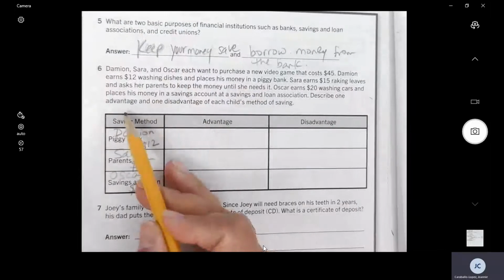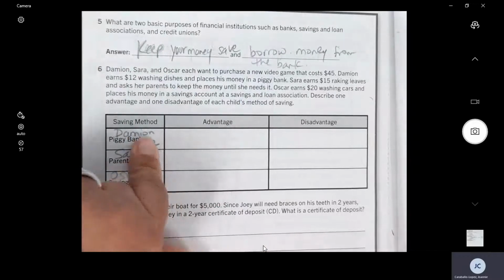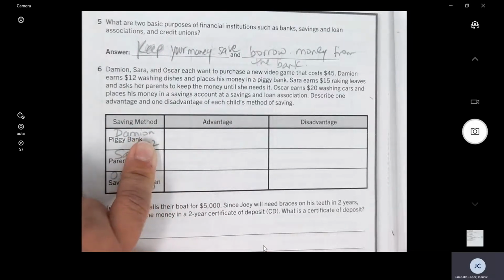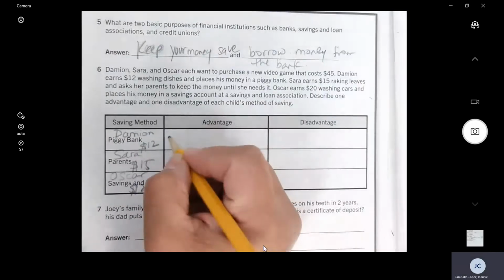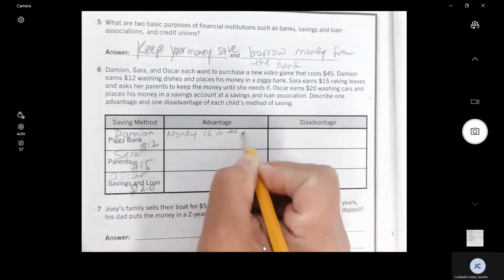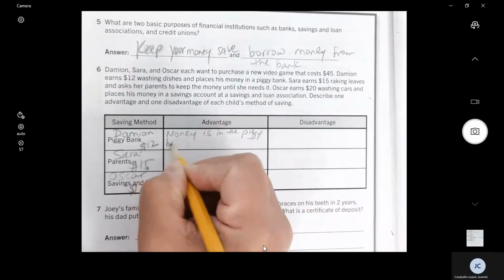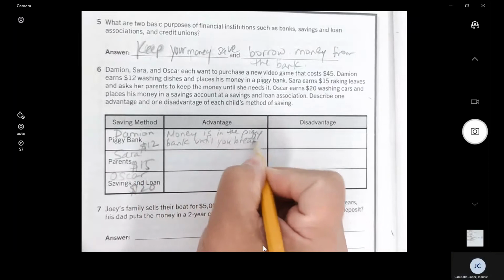Describe one advantage and one disadvantage of each child's method of saving. So what's one advantage of having a piggy bank? Yes. You could save money in it. Okay, we already know that, but what's one advantage? Whenever you put the money in it, you have to save it. Okay, so she's saying the money is in the piggy bank until you break it. Yeah, break the piggy bank.